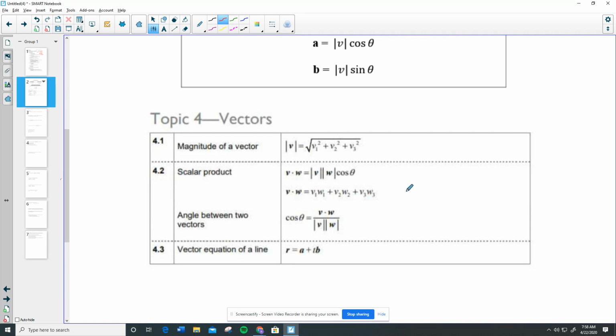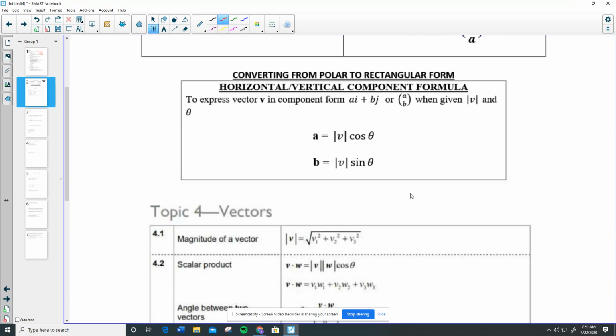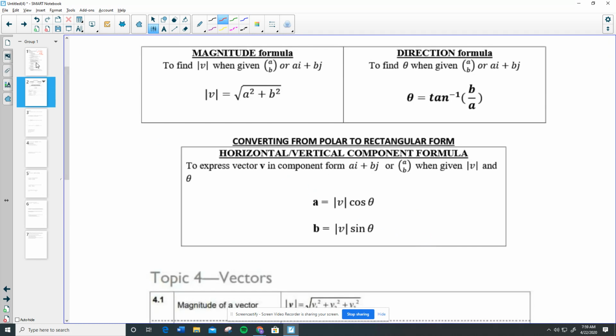We also have the vector formulas from the IB formula booklet. Vector equation of a line is a big one. Angle between two vectors you'll need to know. And in order to do the angle between two vectors, you'll need to know the dot product. You'll also need to be able to calculate magnitude. So a lot of these formulas are going to be used on the test.